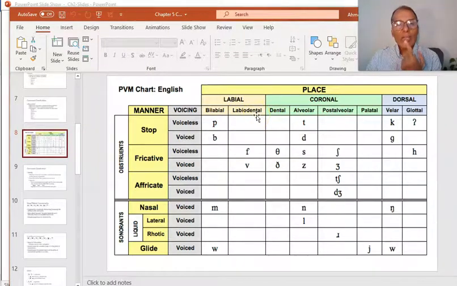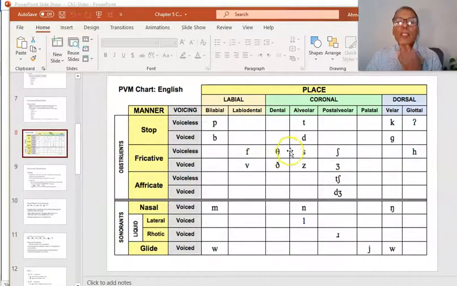Lips, the lower lip comes in contact with the upper teeth, upper front teeth. F is voiceless, v is voiced. Both of them are fricatives, they come out with a friction. So f becomes voiceless labiodental fricative. V is voiced labiodental fricative.